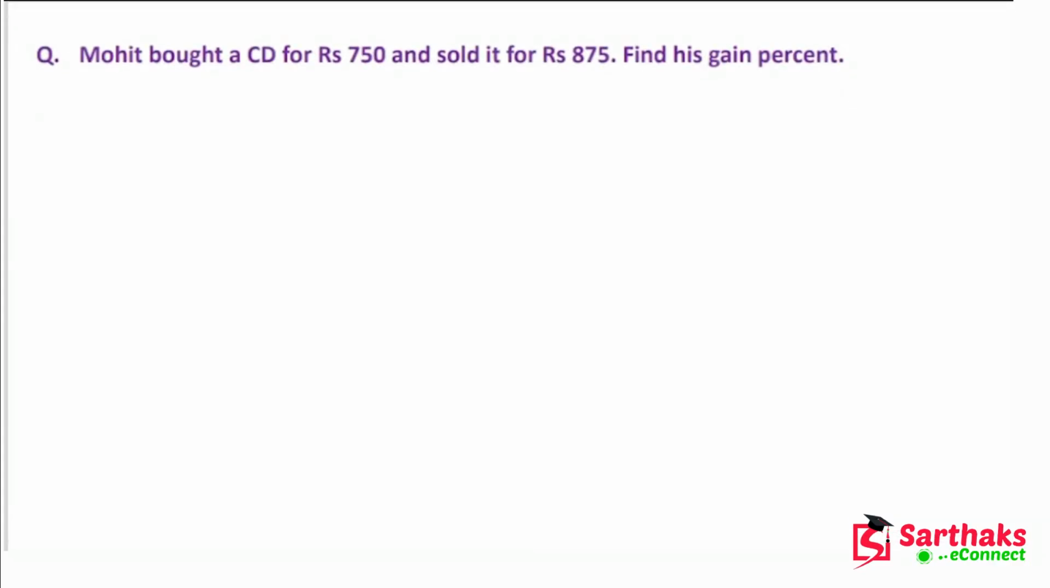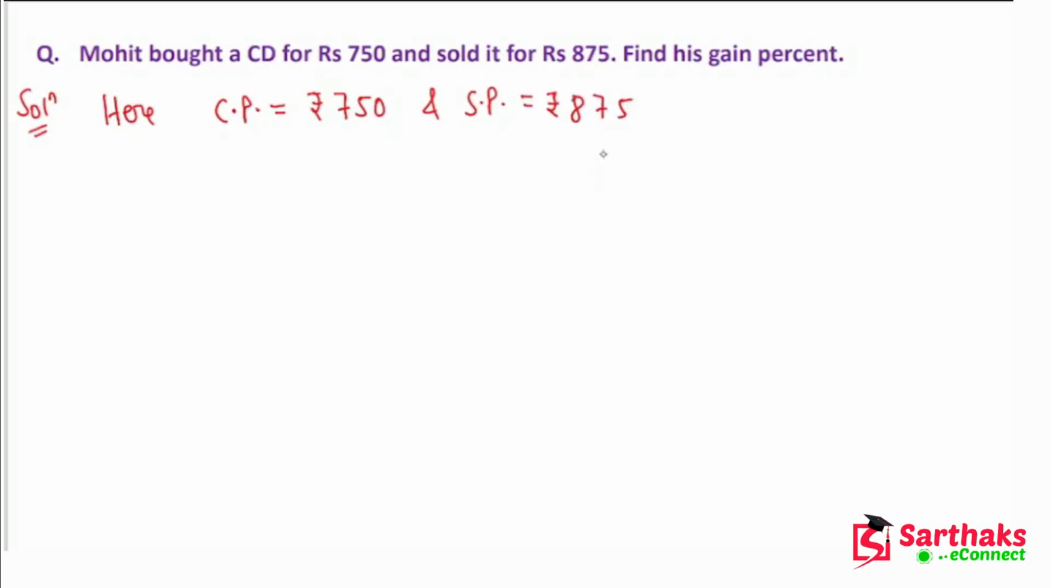Okay, so let us take this question where it says that Mohit bought a CD for rupees 750 and sold it for rupees 875. Find his gain percent. Since he bought it for rupees 750, 750 is the cost price, and since he sold it for rupees 875, it is the selling price. So the cost price of the CD is rupees 750 and the selling price of the CD is rupees 875.